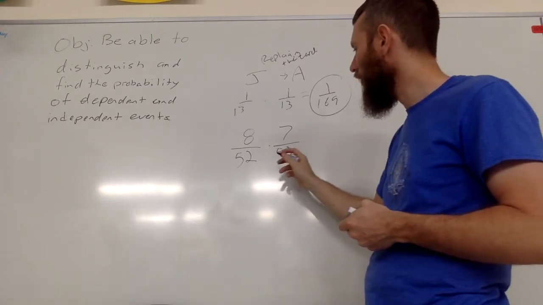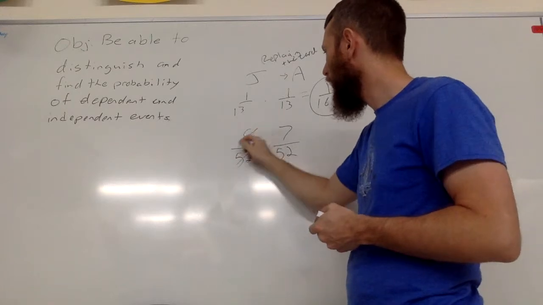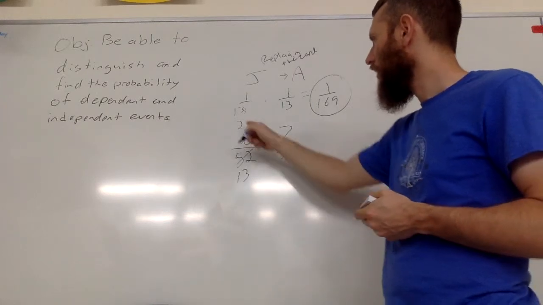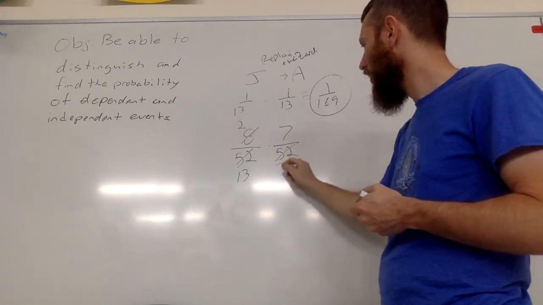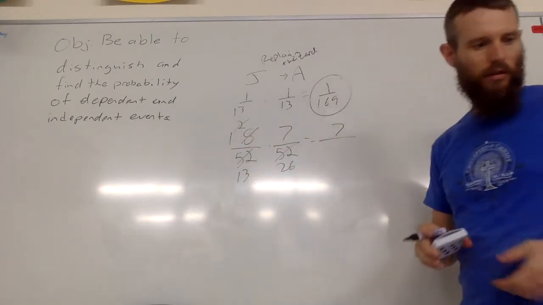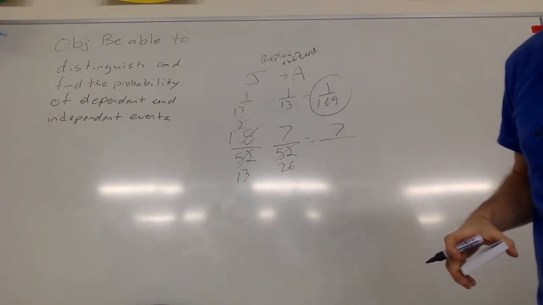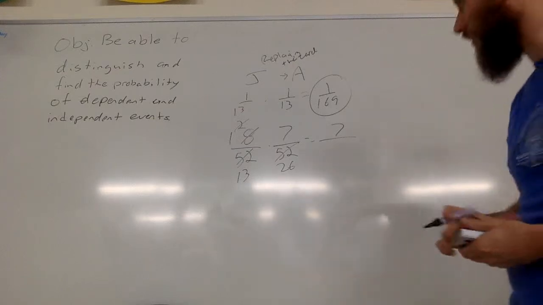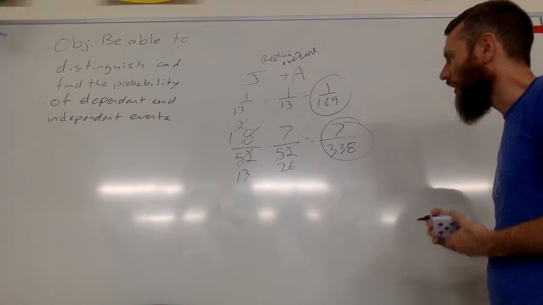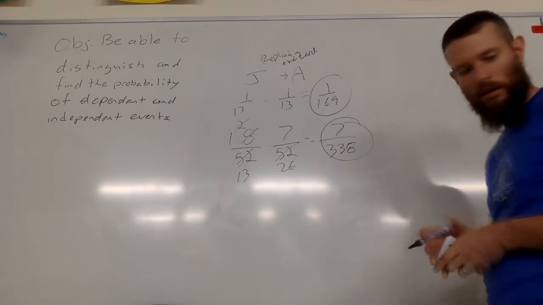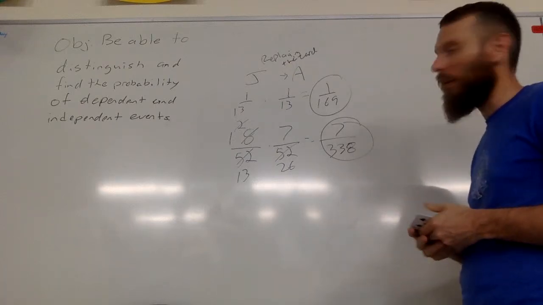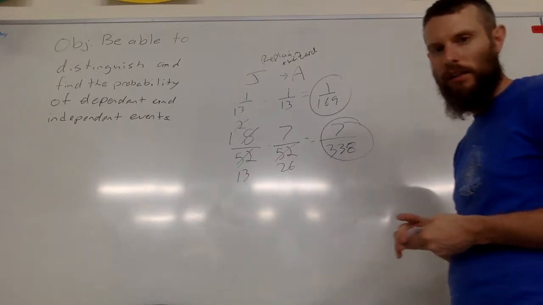So let's see if I can simplify this a little more. I said that this simplifies to 2 out of 13, and I think this 2 and this 52 can be 26 and 1, so I have 7 and 13 times 26, which is 338. And that cannot be simplified anymore. So I have a 7 out of 338 chance of getting a jack and an ace if I pull out 2 cards.